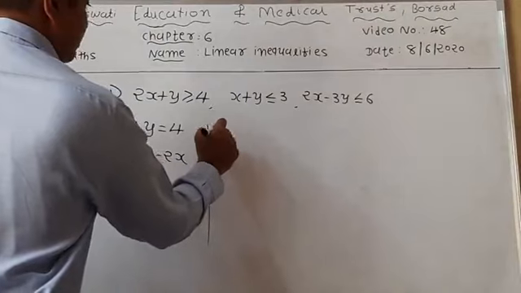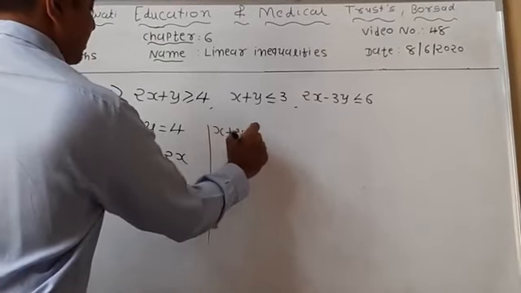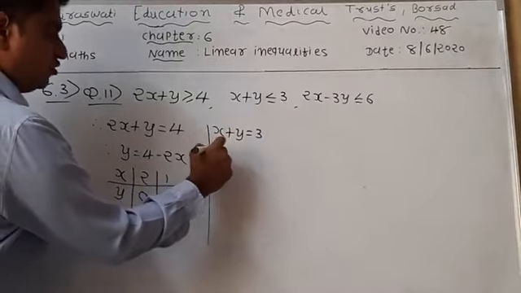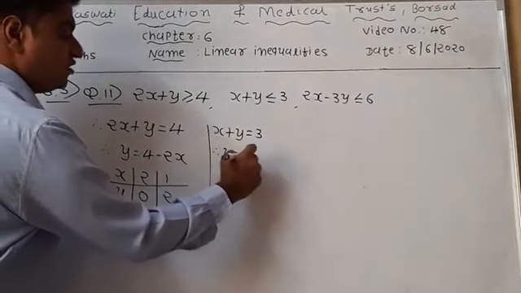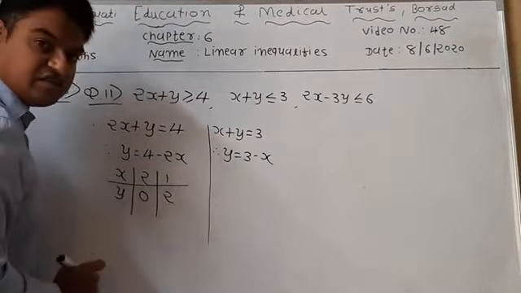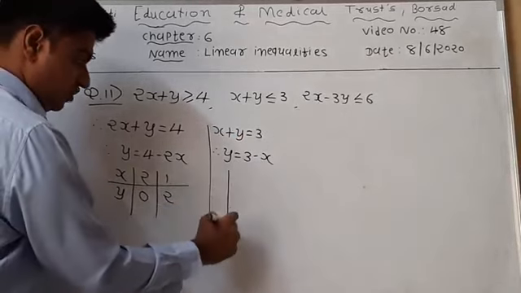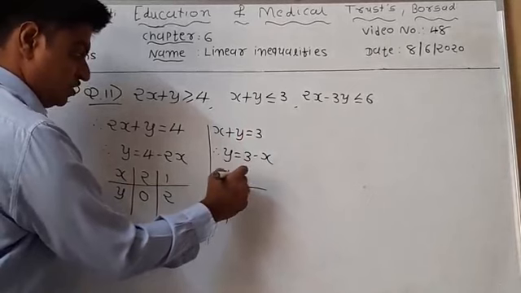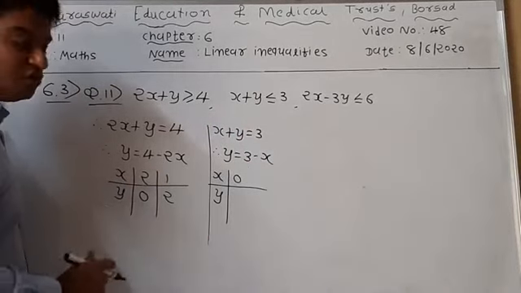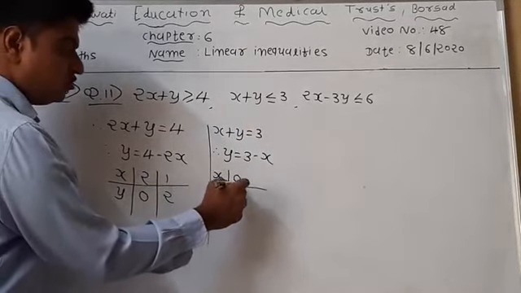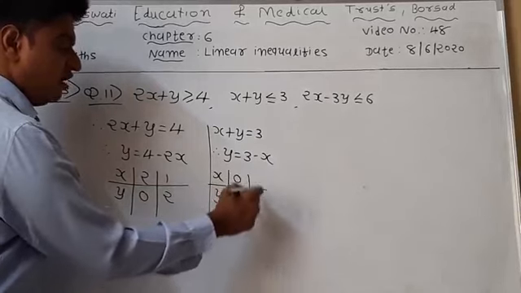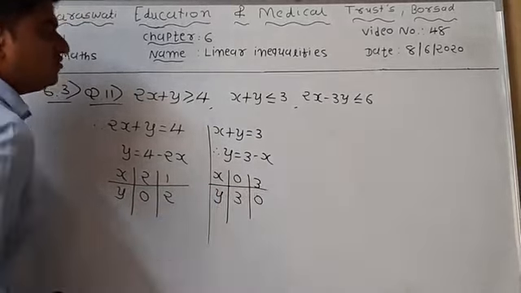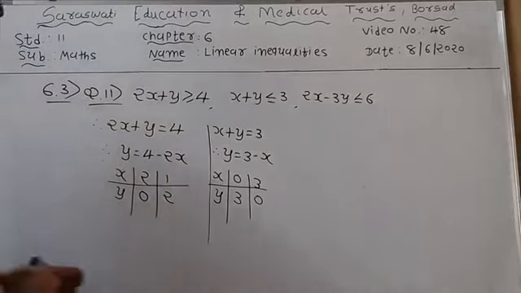In the second equation, x plus y less than or equal to 3. So here we write x plus y is equal to 3. Writing x on the opposite side, y is equal to 3 minus x. Now, to find the values of x and y, in place of x write 0. So 3 minus 0, that means 3. In place of x consider 3: 3 minus 3, that means y is equal to 0.